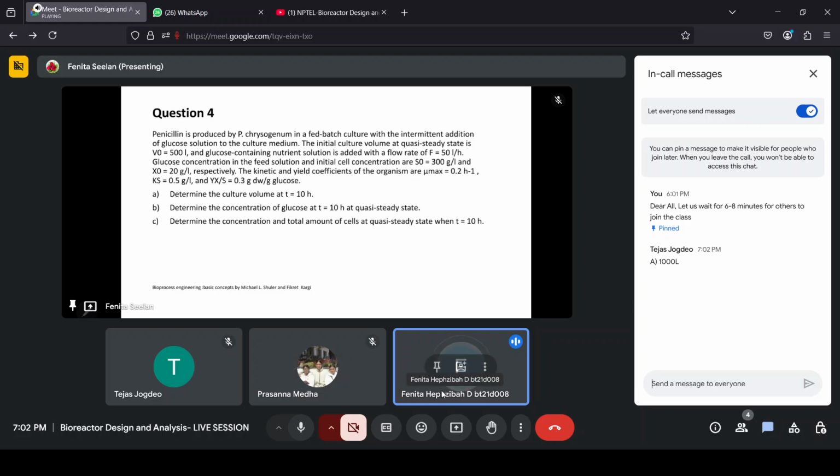Yes, Tejas, the culture volume is 1000 liters. You are right. How do we start solving? V is V naught plus Ft. Tejas has given the right answer. So V naught is given as 500 plus we were given the flow rate times 10 hours. So if you calculate 500 plus 500, it is 1000 liters. Very good, Tejas. So what is the next question? How do we proceed to the next question?